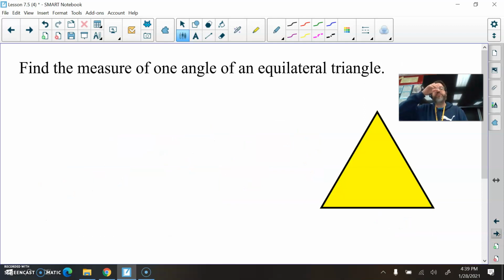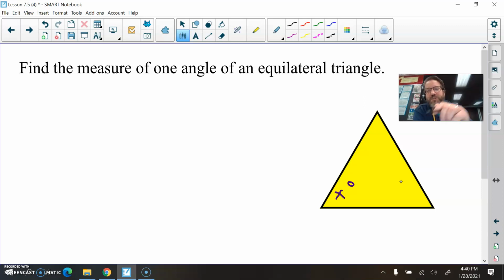All right, find the measure of one angle of an equilateral triangle. What if I called this angle X degrees? How would I find its measurement? Do I have enough information? Normally, we want to know what the other two angles are, and then we can work with that to find that missing third angle. But I don't have any of the angles in this problem. So is there any way for me to know what the measurement is there of angle X?